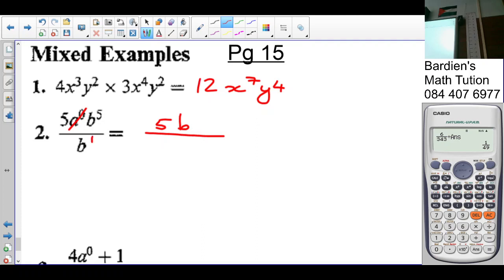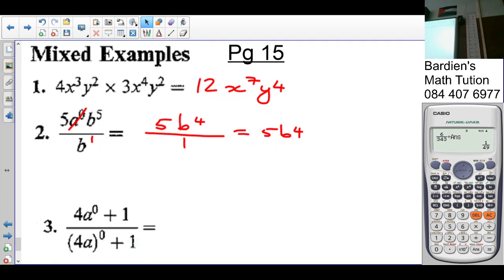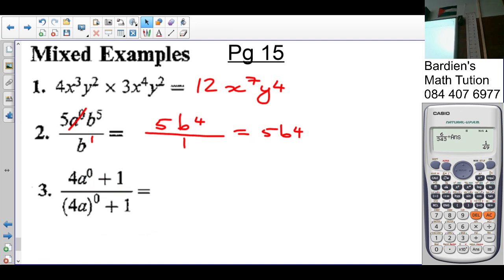If we're dividing and bases are the same, we subtract the exponents. So 5 minus 1 is 4. There's nothing at the bottom, it's a 1. So that is simply 5b to the exponent 4. Did I have to do the middle step? No, I could have gone straight into the solution. However, remember, if it's in the denominator, it must remain in the denominator. Okay. Here's number 3. Page 15.